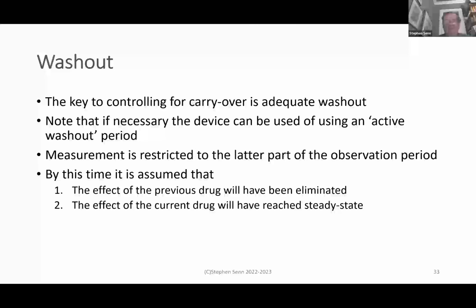So just to say, the key to controlling for carryover is adequate washout, but there are two ways you can do this. You can actually wash out in the sense of not giving the patient any treatment in a particular period. Clearly, this has ethical problems, practical problems. The other is to use what I call an active washout period. That is simply to recognize that all you have to do is treat the patient long enough for the effect of the previous treatment to be negligible. So you restrict measurement to the latter part of the observation period for a particular episode of treatment. It's assumed that the effect of the previous drug will have been eliminated, and also that the effect of the current drug will have reached steady state.